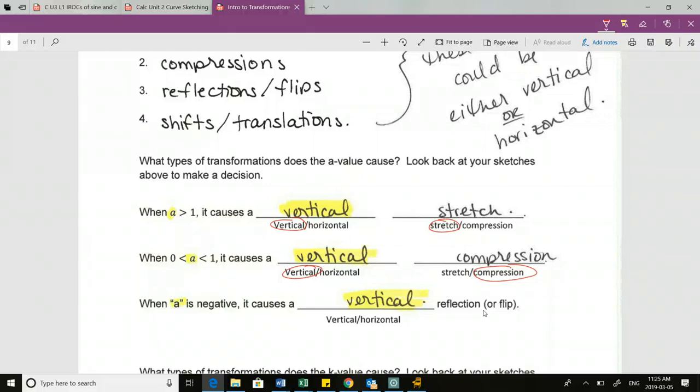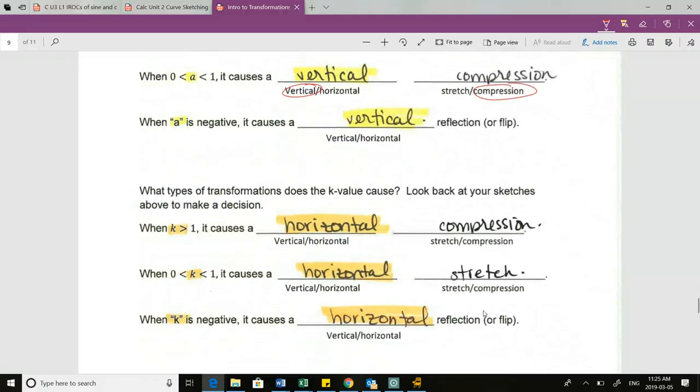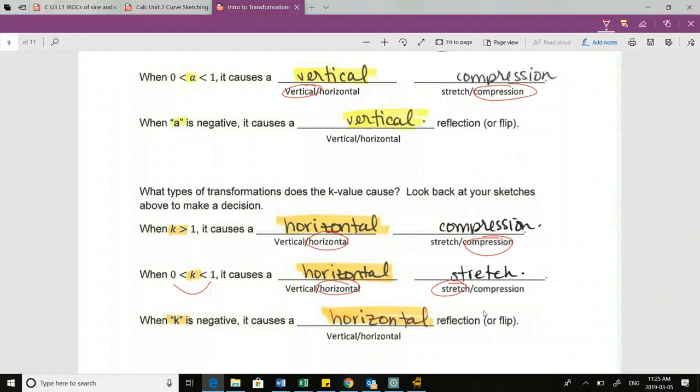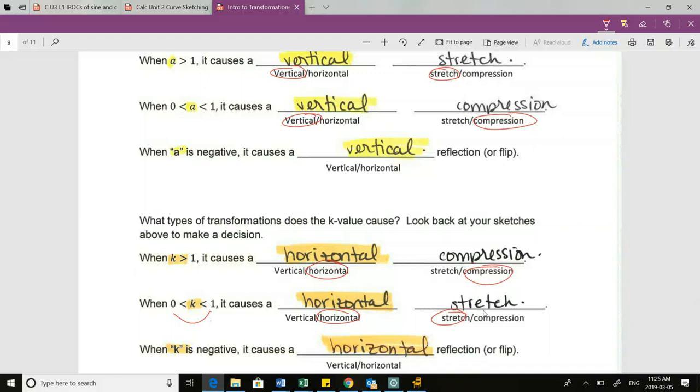Okay, so vertical stretch, vertical compression, and then vertical reflection or flip. Okay, the K value. What do you notice about all of the K value, the first space for the K value? They're all horizontal. The K value is a horizontal change. That's the very first thing after you graph those 3 functions that is told to you. So all horizontal. When K is greater than 1, it's a horizontal compression. When K is between 0 and 1, like a half or something like that, it's a horizontal stretch. And then when K is negative, it's a horizontal reflection. Okay, so please make sure you have that filled out. This is a really great summary page of what we're going to move forward with in this unit.